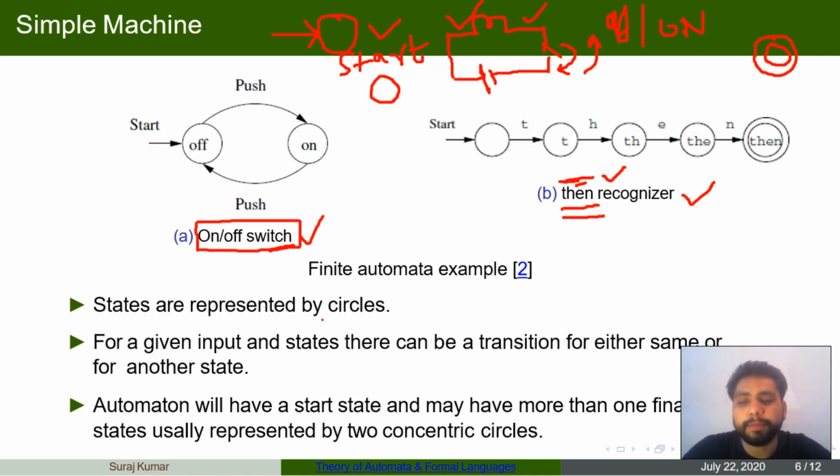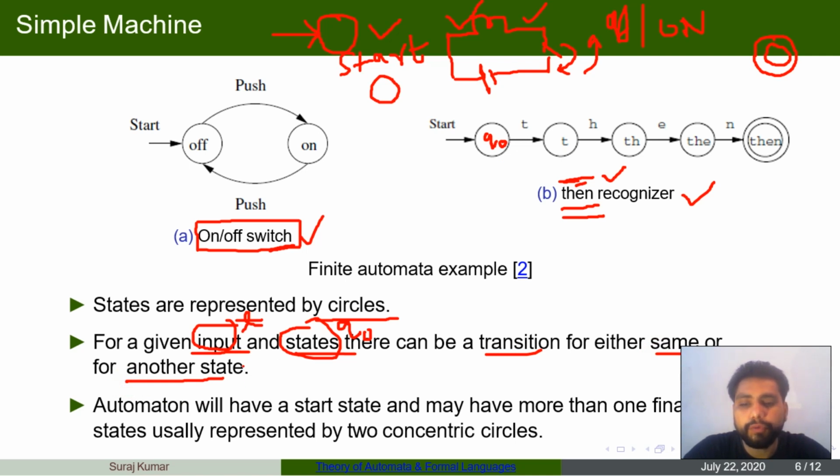So states are usually represented by a circle, and for a given input and state there will be a transition. These are the transitions corresponding to this state. Let's say the name of this state is q0. From q0 you have input t. So which state will you reach? This is a transition for a state: you will reach the same or another state. Here in this case you are reaching the next state.